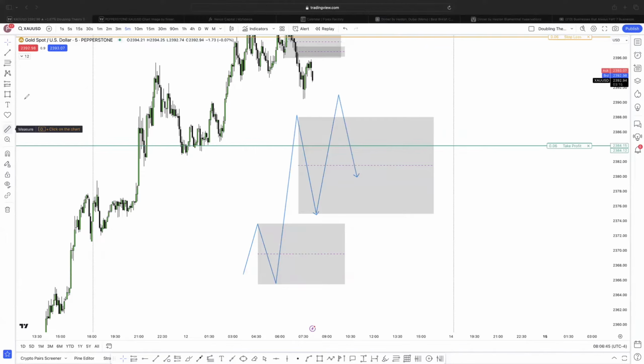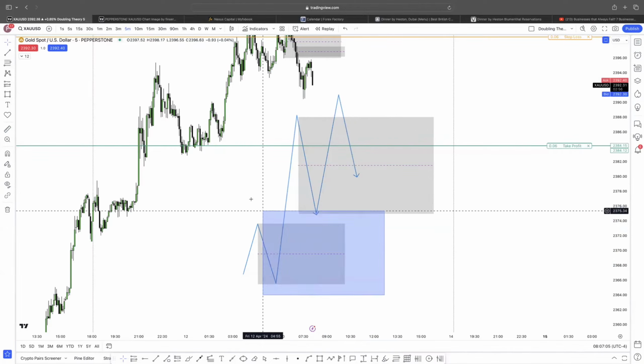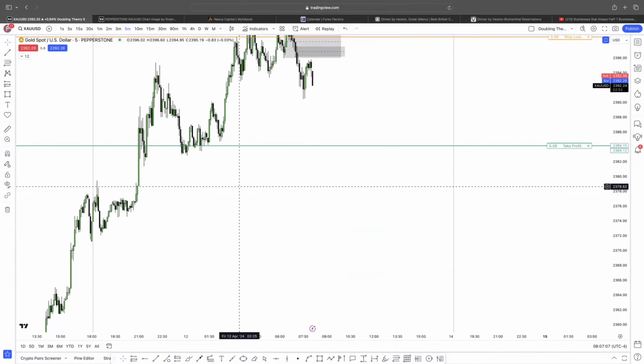One of the only ICT concepts that I will ever follow is SMT divergence. When you have SMT over here, followed by the break of structure telling you that, okay, you know what, price will not come here for a while. Okay, price will not come there for a while. So focus on what's happening over here. Okay, focus on what's happening over there. That is why viewing structure this way is the best possible way to do it.